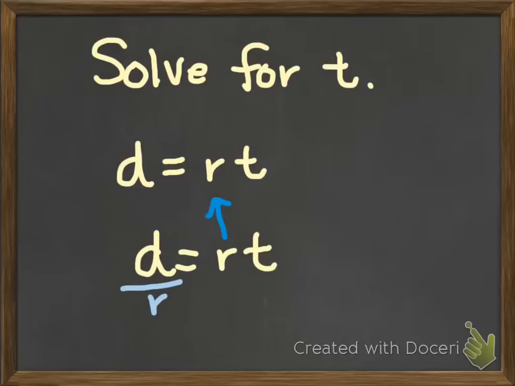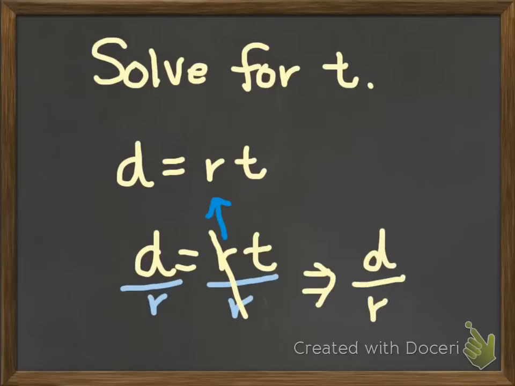Divide this side by r, divide this side by r. And then that's just 1, and we have t by itself now. So d over r equals t, which is what we wanted.